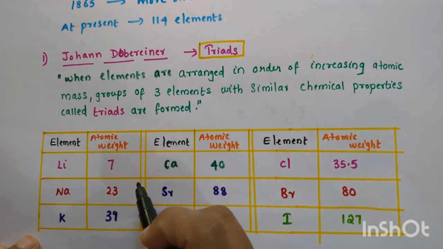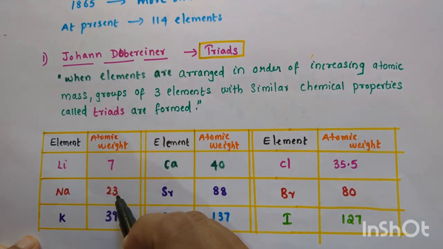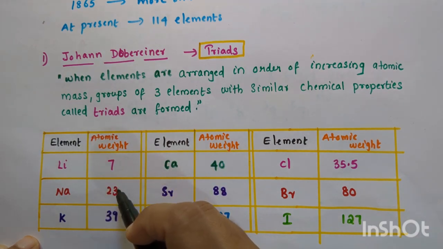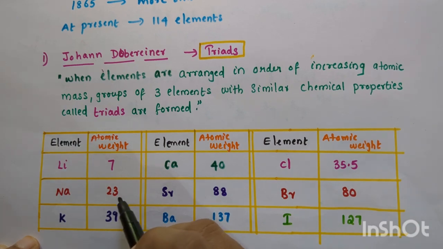He noticed that the middle element of each triad had an atomic weight which is about halfway between the atomic weights of the other two. Also, the properties of the middle element were in between those of the other two elements.